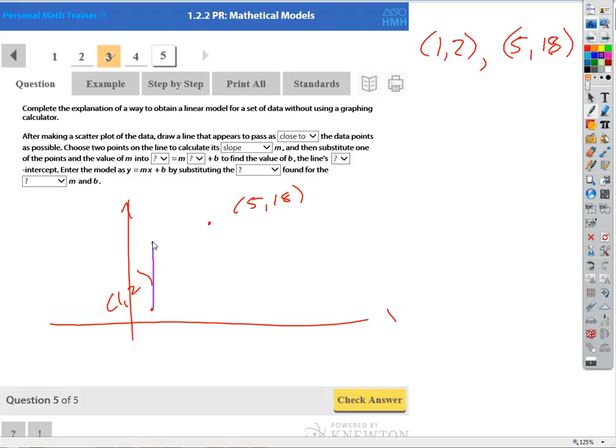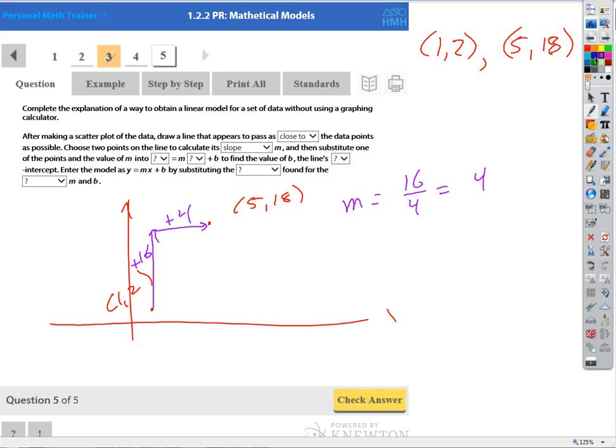I would be rising by how much? 16. How'd you get that? 18 minus 2. Yeah, because the y values are going from 2 to 18, so 18 minus 2 is 16. So I'm rising by plus 16. How much am I running by? That's going to be a horizontal, or x, value. 4. And so my slope would just be rise over run, 16 over 4, which is 4. So m is 4.